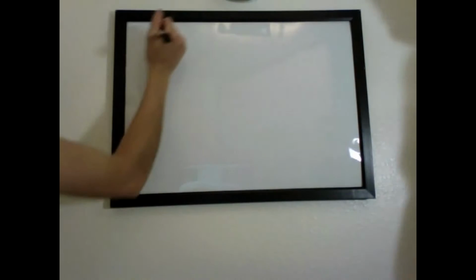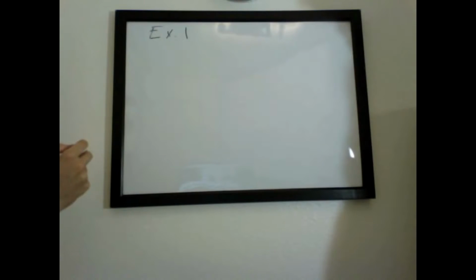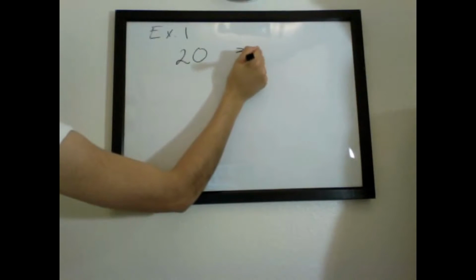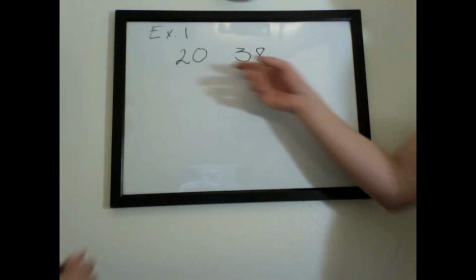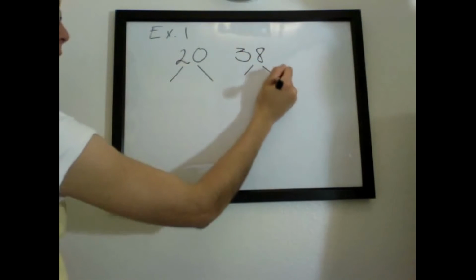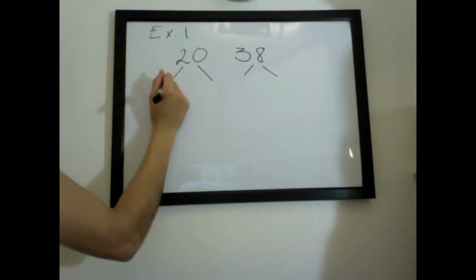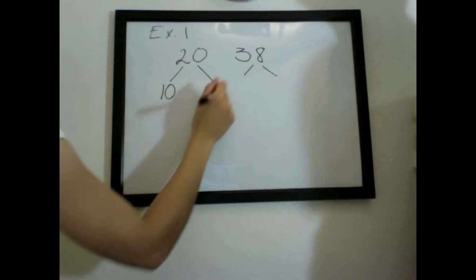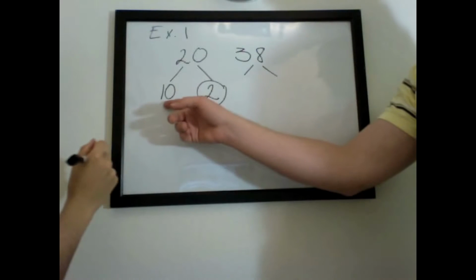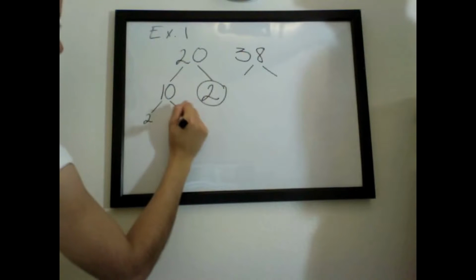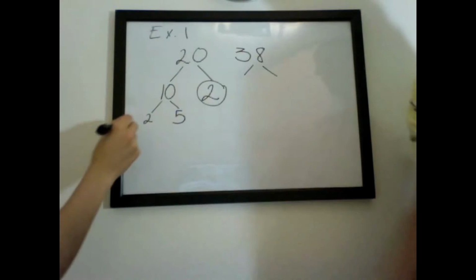Okay, here's another example. First example we're going to do. We're going to take 20 and 38. Now we're going to do each one of them and we're going to break them apart. For 20, we have 10 and 2. And 2 is the prime. And two numbers that go into 10 are 2 and 5. And both of these are primes.